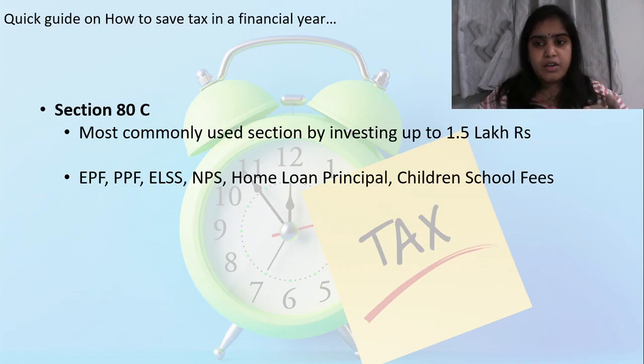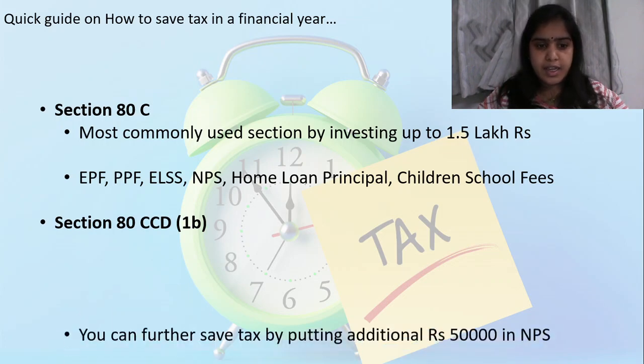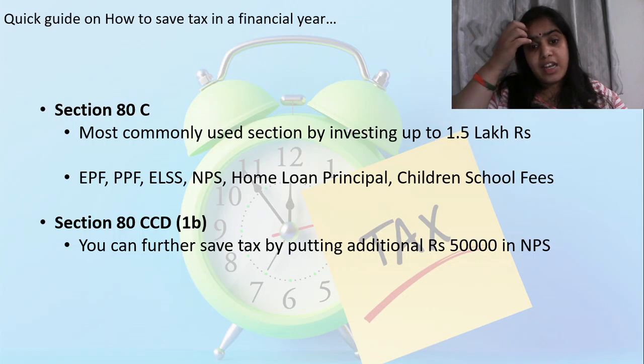So this 1,20,000 rupees we can use under Section 80C, because the cap is 1.5 lakh rupees, or children's school fees. Then Section 80CCD(1B), what does it mean? It says that you can further save tax by putting an additional 50,000 in NPS.